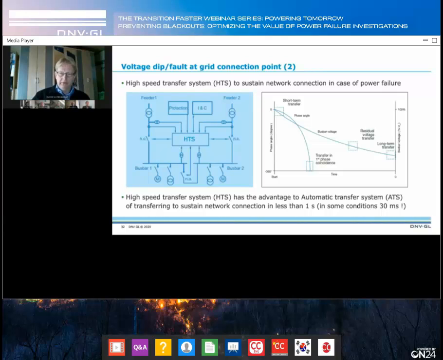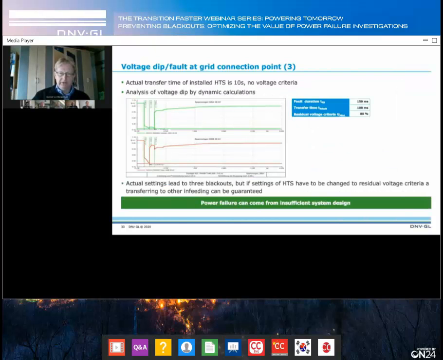In this case, what I explained before, you see that the actual transfer time of the installation was 10 seconds and no voltage criteria. So everybody who knows a little bit about a refinery can understand that after 10 seconds, a refinery will not operate. It will be in blackout.